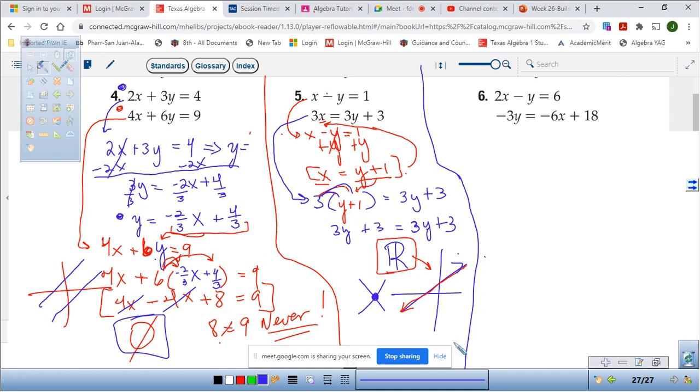Would you solve the first one for something or the second one for something? Okay, my lady says solve the first one for y. Okay, that's an okay idea. Anybody look at the second one? Anybody see what I see?